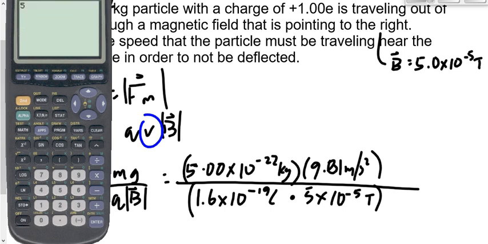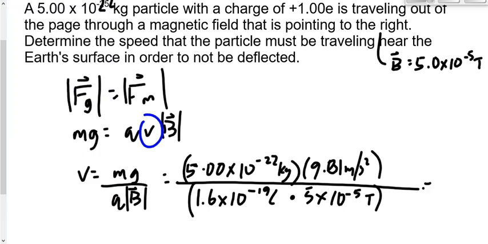Let's say 5 times 10 to the minus 22 times 9.81. And let's divide that by, use some brackets on the bottom, because we don't want to divide it by 1.6 and then multiply it by 5 times 10 to the minus 5 without combining those two numbers as one term. So brackets 1.6 times 10 to the minus 19 times 5 times 10 to the minus 5 gives us 613 meters per second. Or we're going to say 6.1 times 10 to the 2 meters per second.